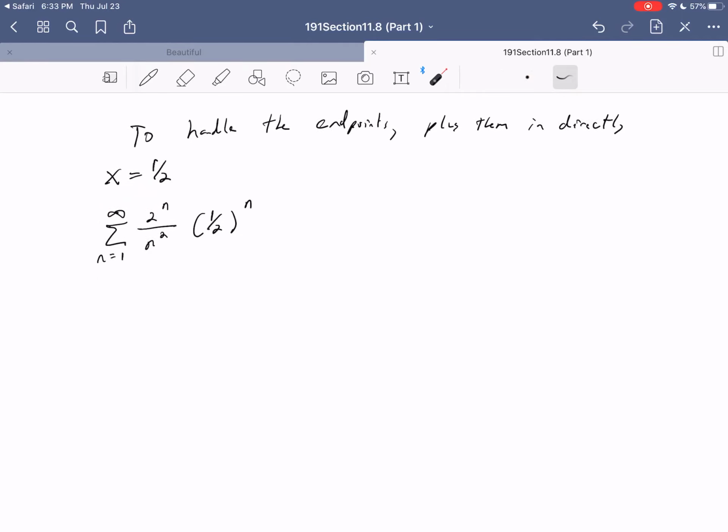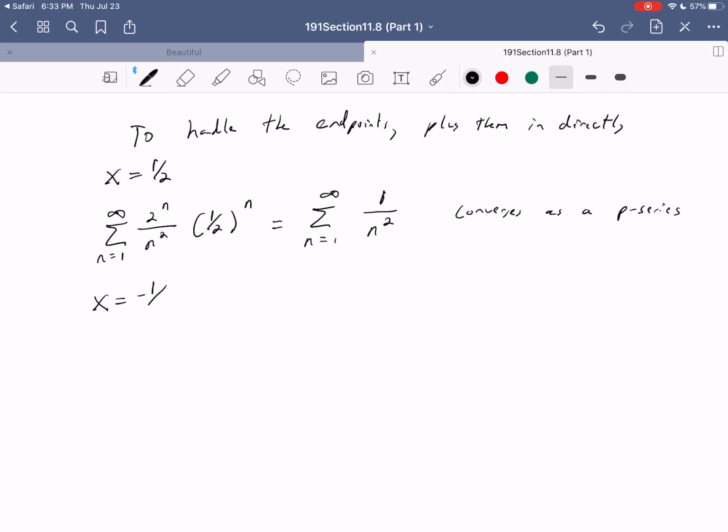Well, we can do a little bit of simplification first. 2 to the n times 1/2 to the n, that's going to be the sum from n equals 1 to infinity of 1 over n squared. And we know what happens with this. This converges as a p-series. So we've just figured out that at that endpoint, x equals 1/2, our power series still converges. So x equals 1/2 is part of our interval of convergence.